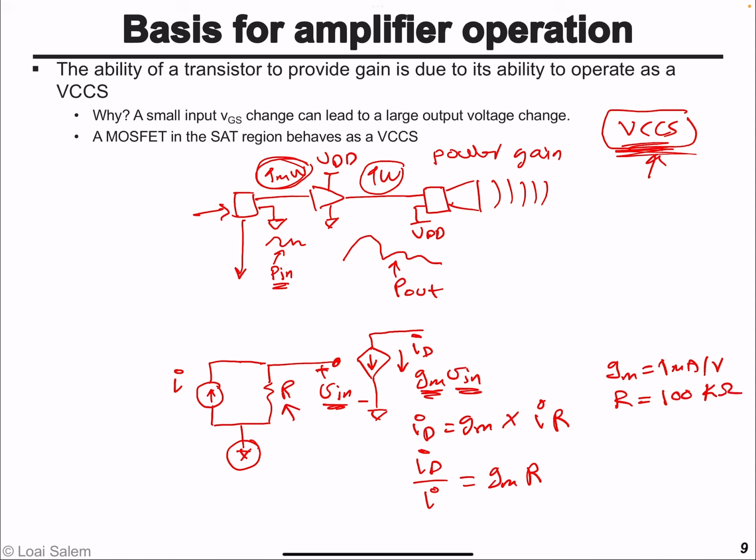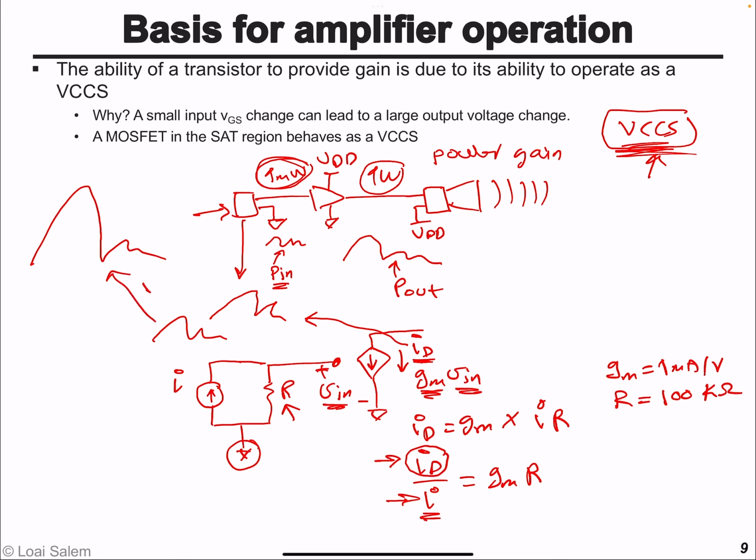So the ratio between the current produced, and by the way, the current that's produced by the voltage controlled current source is a replica of the current in the microphone, right? So if the current of the microphone is some random signal like this, the current produced by the voltage controlled current source will be an exact replica, but a much larger version, say 100 times larger.